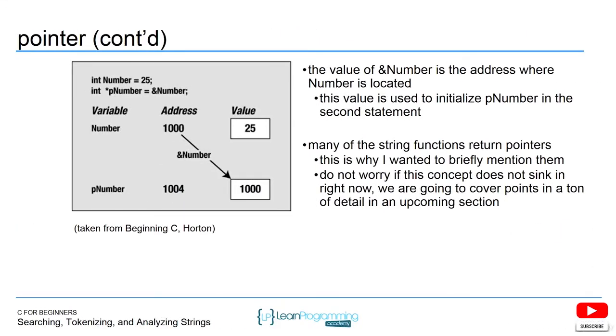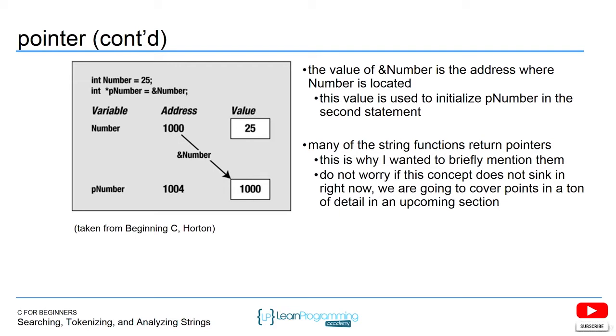This slide tries to illustrate what I just mentioned. I found this in a book that I've read. It's a slide that shows you the concept of a pointer in memory and how things work with addresses. So I'm kind of reiterating what I just mentioned, but the value of ampersand number is the address where number is located. So if you have two variables, number and p number, p number is a pointer, number is an int.